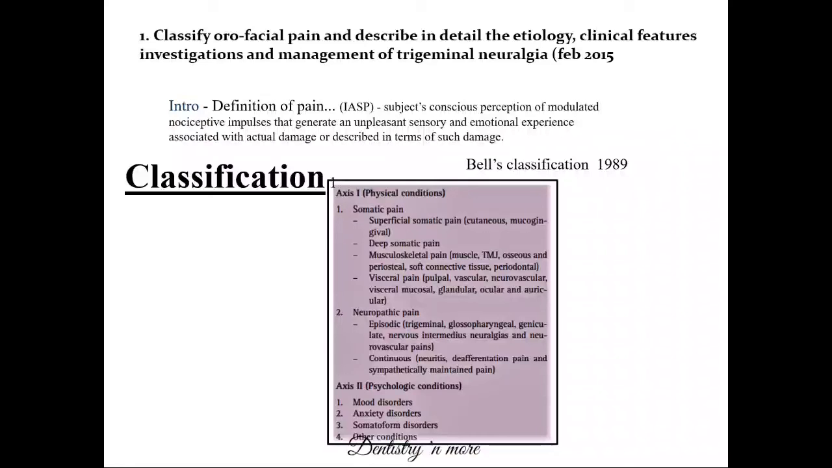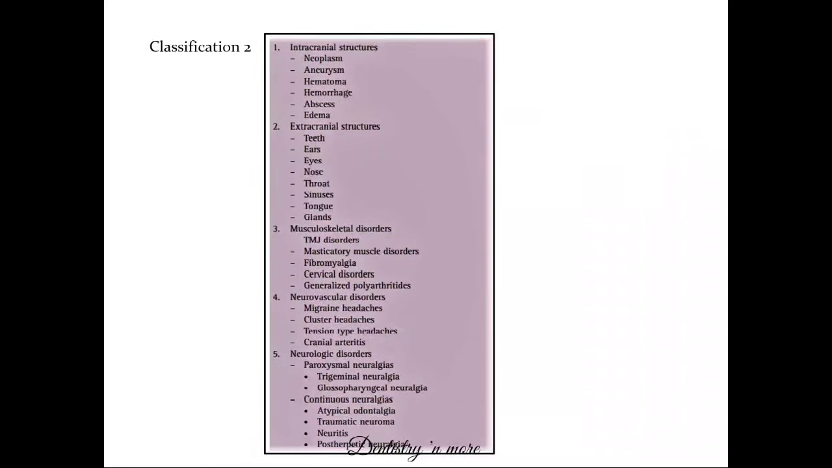After giving the definition of orofacial pain, you can go through the classification given by Bell in the year 1989. This is how it is classified, that is axis 1 and axis 2. In axis 1 you have the physical conditions, under which you have somatic as well as neuropathic pain, and they have explained the subtypes of somatic pain and neuropathic pain. Then coming to axis 2, the psychological conditions, you have 4 variants such as mood disorders, anxiety disorders, somatoform disorders and other variants.